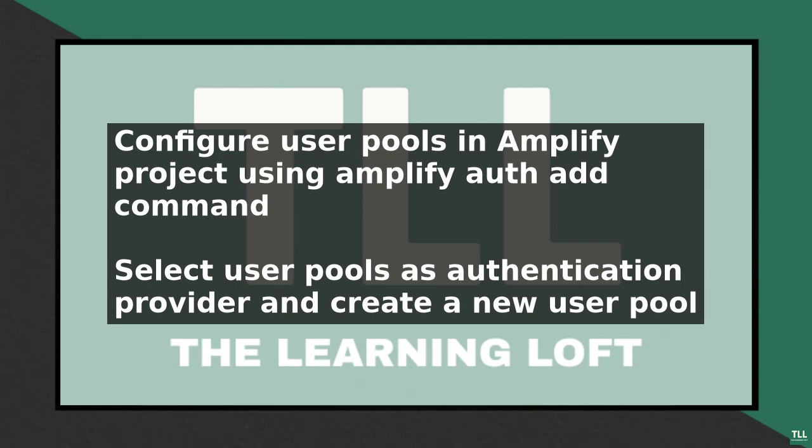Once you have configured user pools, you can create a user pool by running the command amplify auth push. This will create a new user pool in your AWS account. You can then use the AWS Management Console to configure the settings for your user pool, such as password policies and account recovery options.